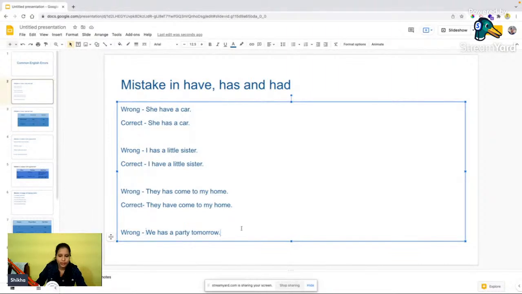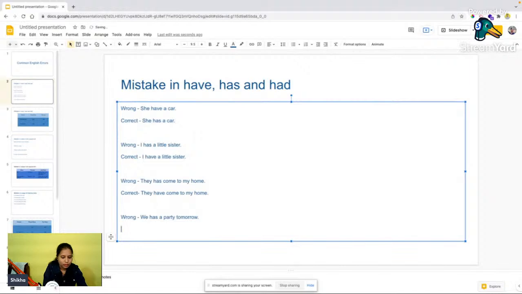So what will we write here? We will just write the correct sentence: "We have a party tomorrow." Yes. So did you understand how we are using all these "to have" forms of the verb?